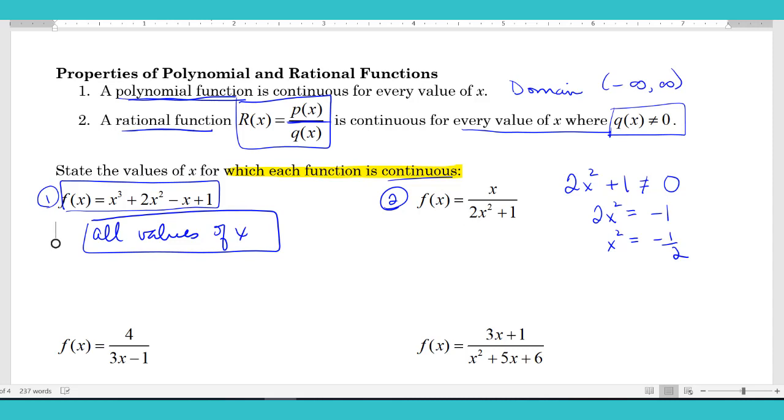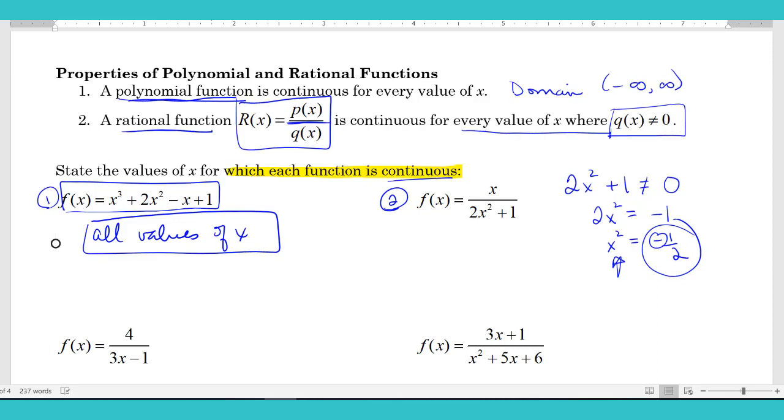I could take the square root, but I'm going to get into what's called imaginary or complex numbers. I know that there's no real value that I can square and get a negative number. So where is this continuous? All values of x. Because there is no value I could plug in here, multiply by 2, and add 1 and make it equal to 0. This is never going to equal 0.